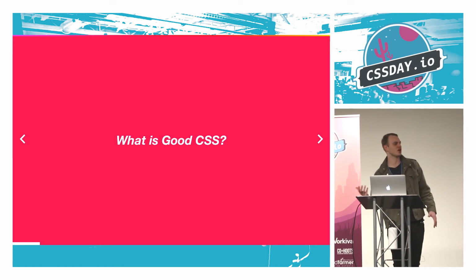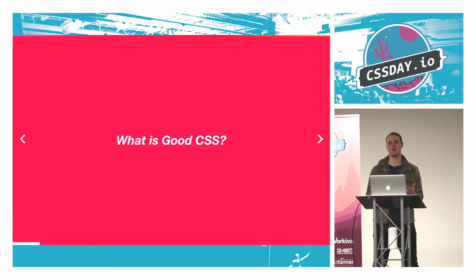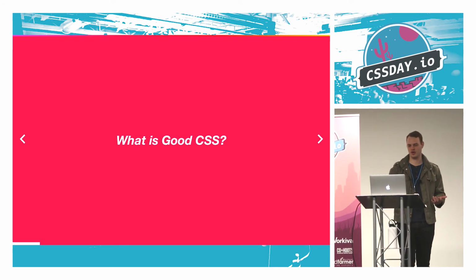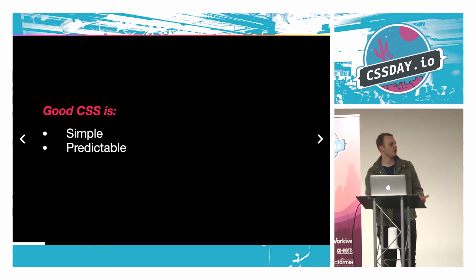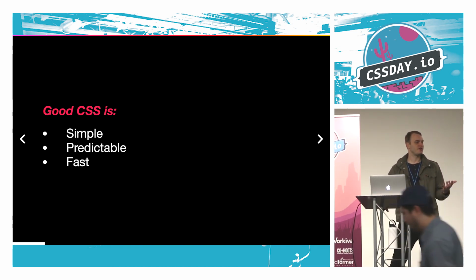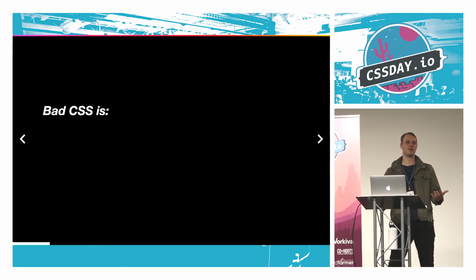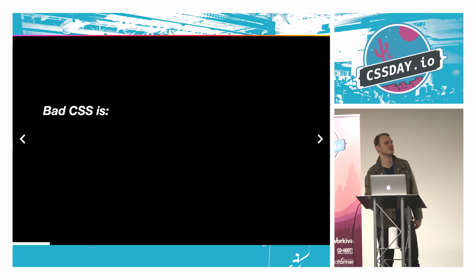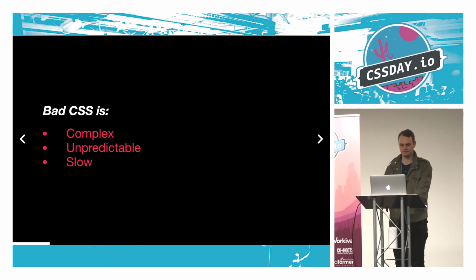And so I want to start by setting some criteria for my talk and looking at this idea of what is good CSS. This might be a simplistic definition, but to me, good CSS is 3 things. It's simple, it's predictable, and it's fast. If these things are true, which I believe they are, then we can also infer the opposite is true. So we can say that bad CSS is complex, it's unpredictable, and it's slow.